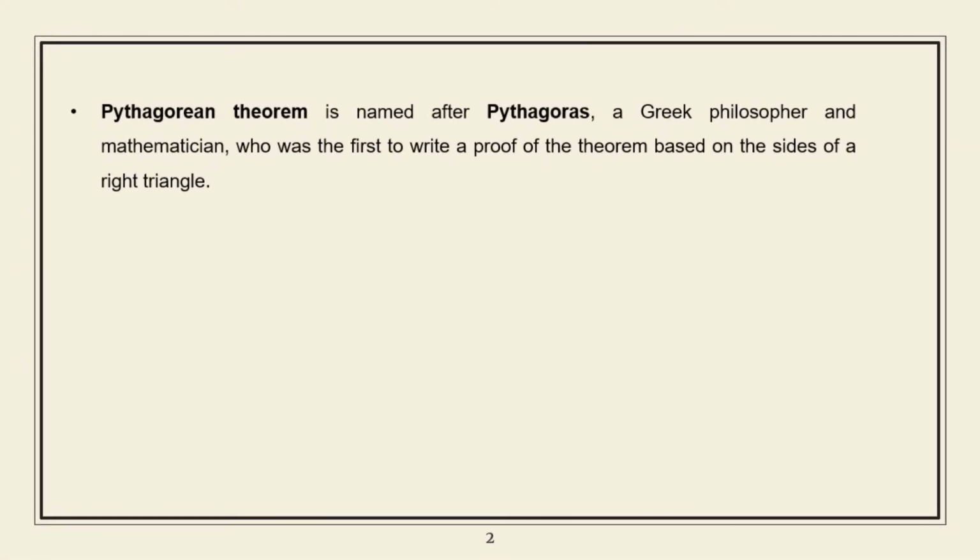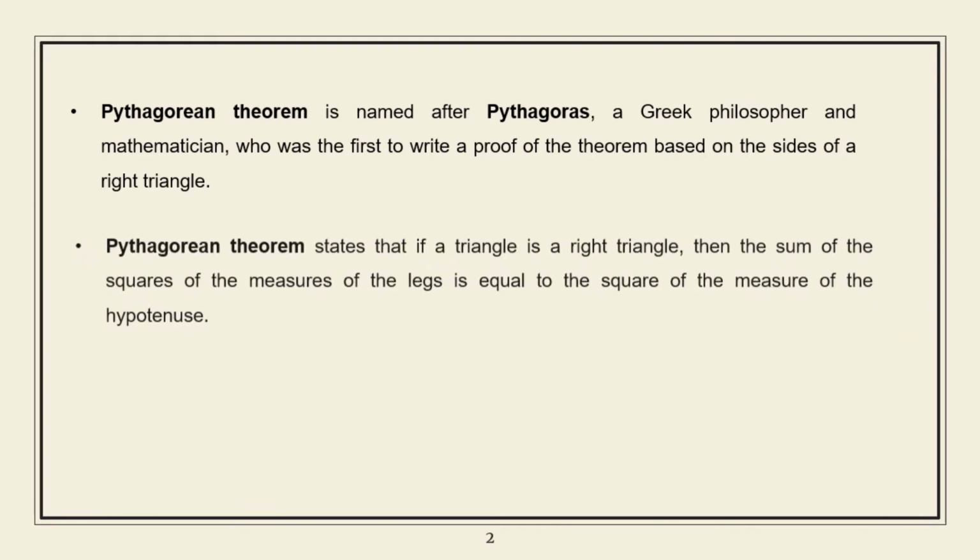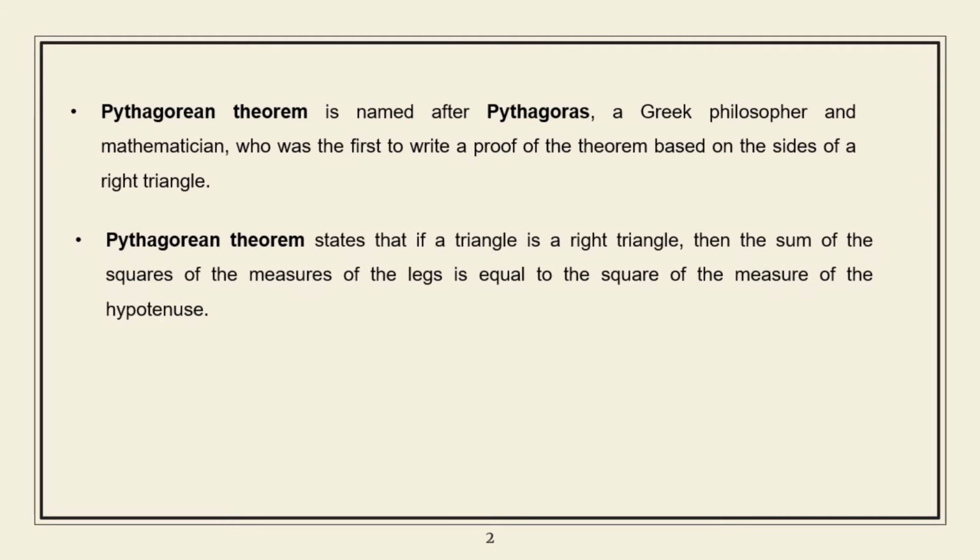The Pythagorean Theorem is named after Pythagoras, a Greek philosopher and mathematician who was the first to write a proof of the theorem based on the size of a right triangle. The Pythagorean Theorem states that if a triangle is a right triangle, then the sum of the squares of the measures of the legs is equal to the square of the measure of the hypotenuse.